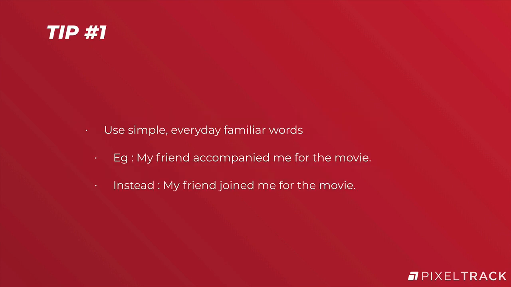Okay, tip number 1. All you need to do is use simple, everyday, familiar words. Take, for example, this sentence here. My friend accompanied me for the movie. Instead of using the word accompany, you can just use the word join. My friend joined me for the movie.